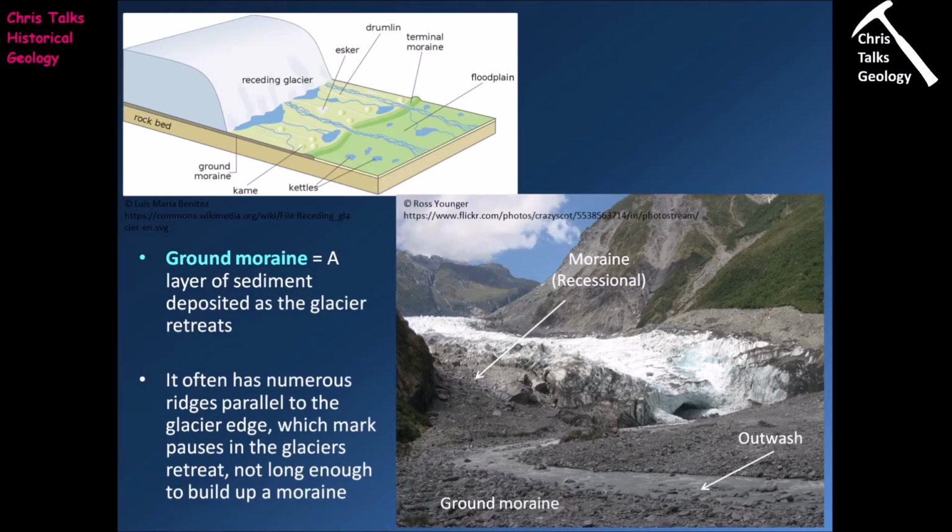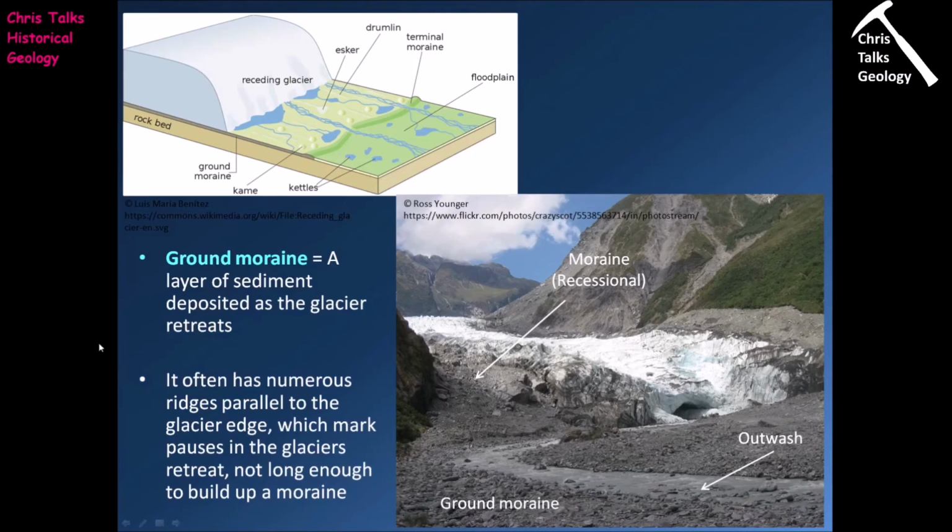Now, if your glacier is retreating, it's obviously in motion. It's getting smaller. And so as your glacier is retreating, as the ice is melting, it's going to be dropping sediment. But because the glacier isn't stable, that sediment isn't going to build up in just one location. Instead, it's going to be spread all over the ground as the glacier retreats. And this is referred to as a ground moraine. And this is simply a layer of sediment that's deposited as the glacier is retreating. So it's a blanket of sediment that gets dropped.